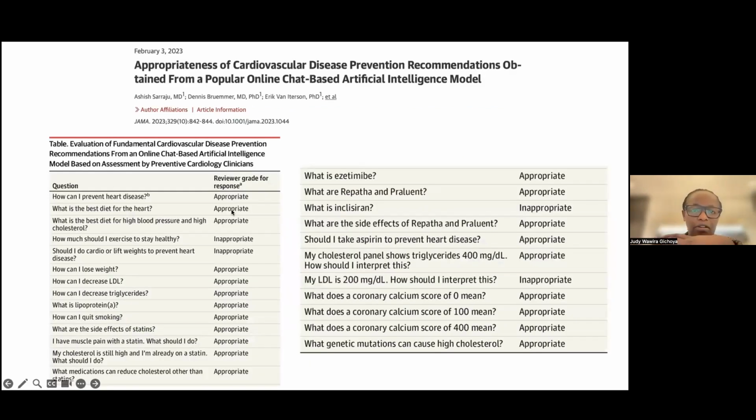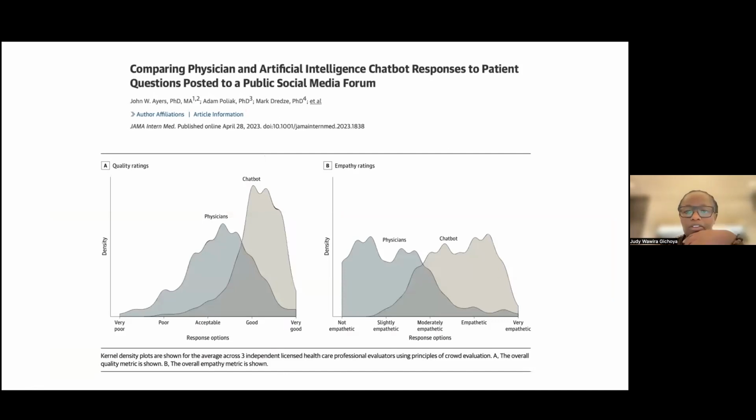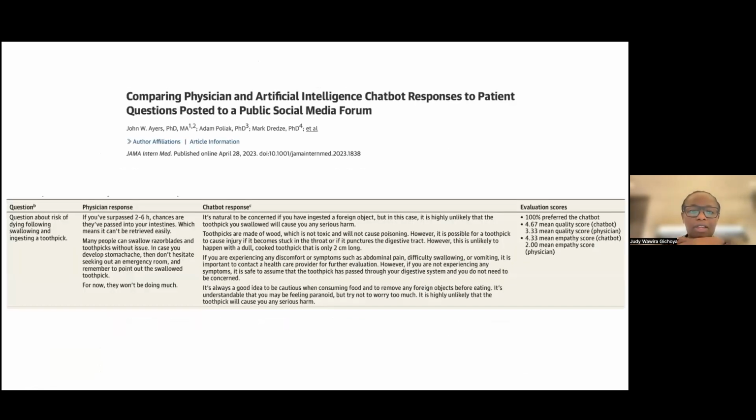And so we're seeing quite a lot of work being done for chatbots and what's appropriate or inappropriate in terms of completeness. This is an interesting paper that shows which answers are preferred, and the chatbot answers, again, this concept of believability, are thought to be higher quality and more empathetic. And you can see this is just a simple question saying, can I die after swallowing a toothpick? And the chatbot response is very wordy, and this is from a Reddit forum.